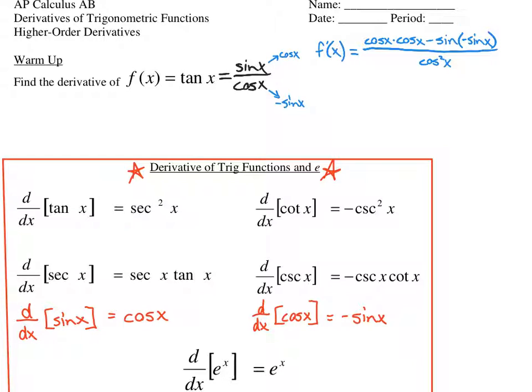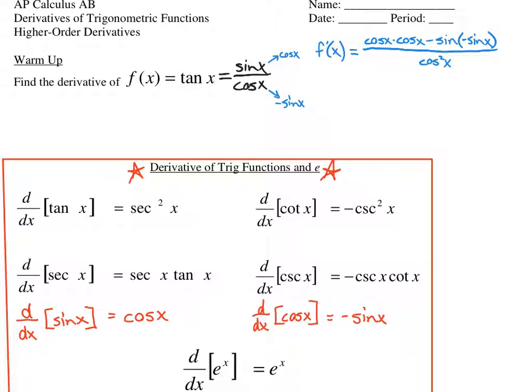By the way, there's a little way to remember this. It's low d high minus high d low over low squared. Low d high minus high d low over low squared. But the fraction kind of rolls off the tongue, you know? Here. This is high. Hang on. I should have mentioned this yesterday. This is high, this is low, right? Numerator, denominator. So, low d high minus high d low over low squared. Okay? If that makes no sense, forget I ever said it. Alright.